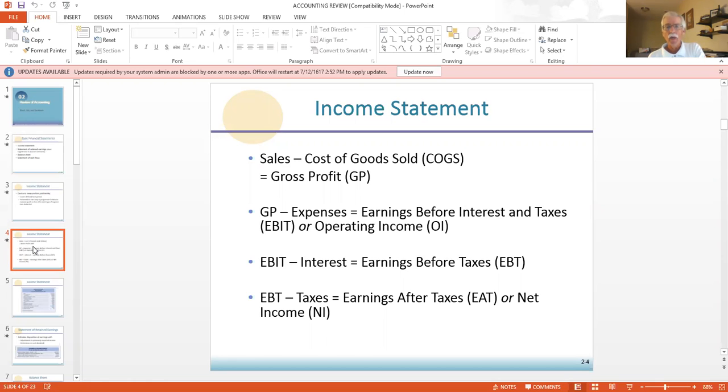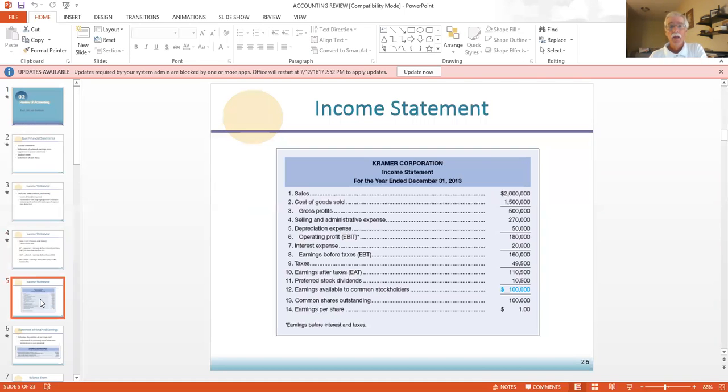Finally, taking into account taxes means that we've taken sales less cost of goods sold, less operating expenses, less interest expense, minus taxes, which gets us to earnings after tax or net income. This is often called the bottom line. Here's a financial statement that demonstrates that.